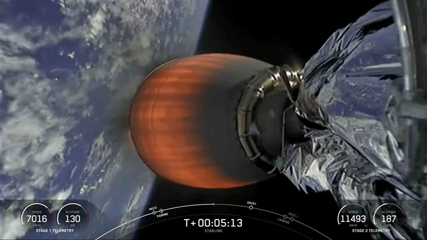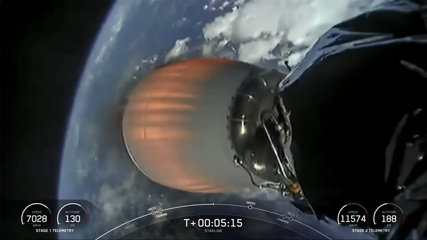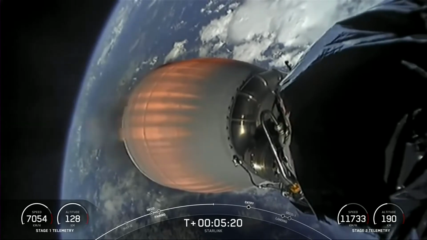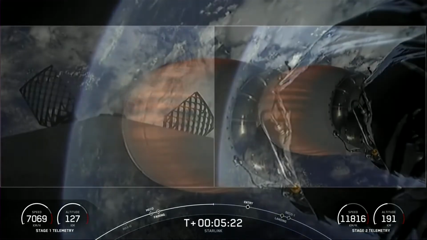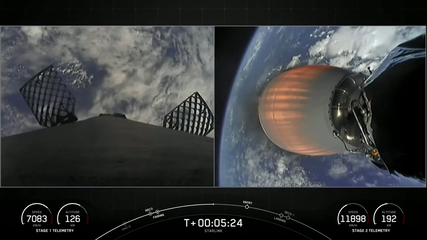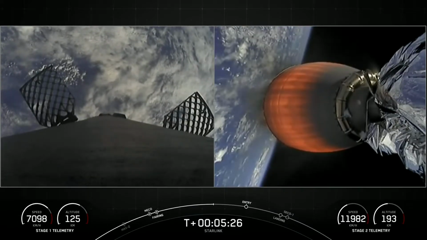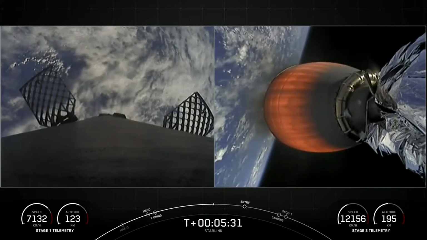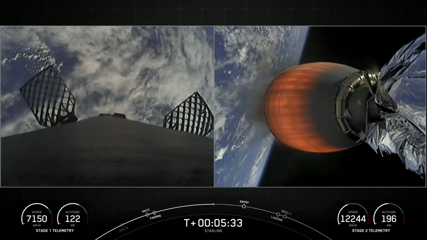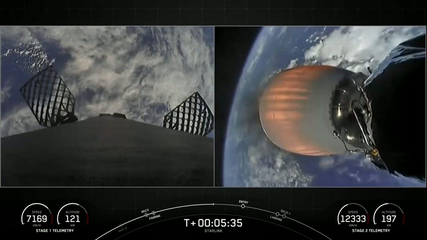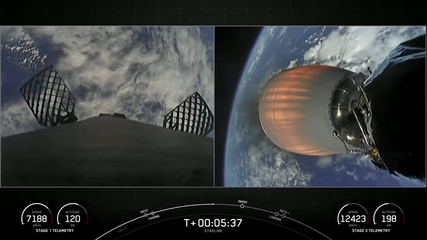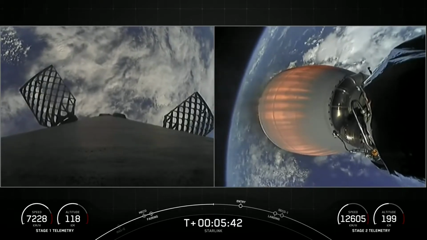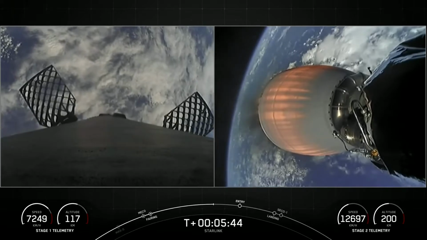Now, if you look at the bottom left-hand corners of your screen and the right-hand corners of your screen, you can see the speed of each vehicle, the first stage and the second stage, as well as the altitude. So you can see the second stage on your right-hand screen is still climbing in altitude, while the first stage is now starting to make its way back down to Earth.